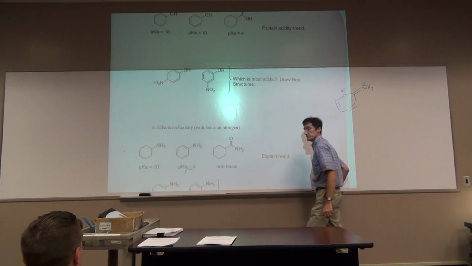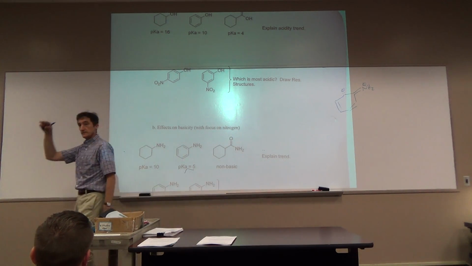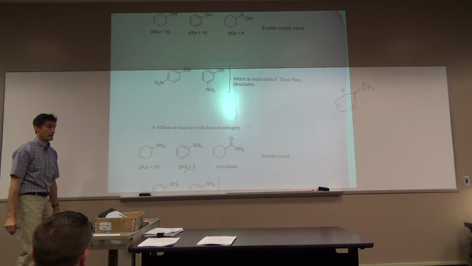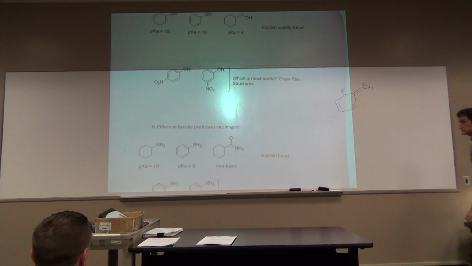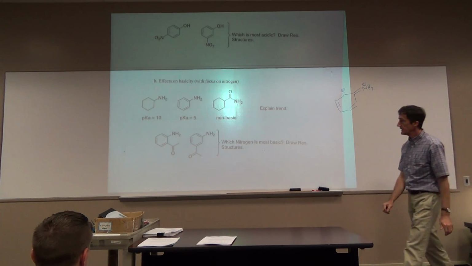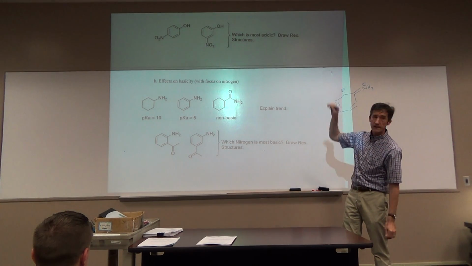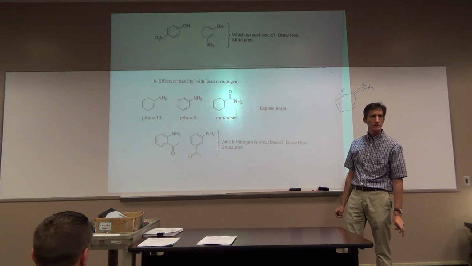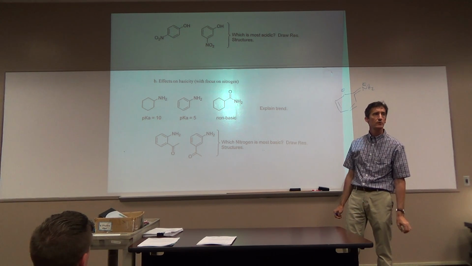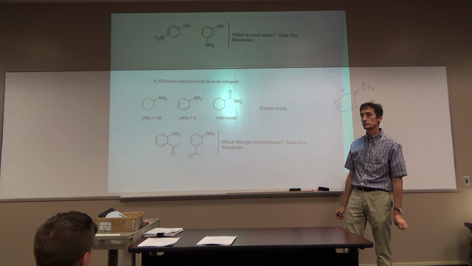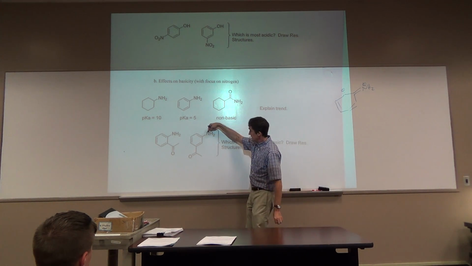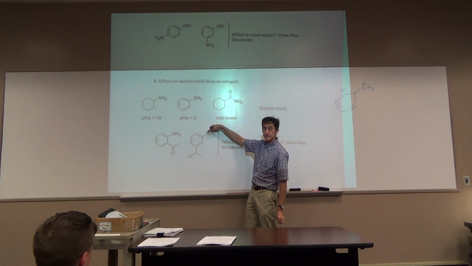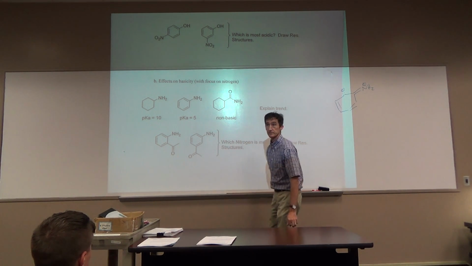So that's the explanation of the trend. If you look at the pKa list in the back of your lab manual, I give pKa's and then I give explanations. Which nitrogen is most basic? Same idea as the ones above. There's at least three resonance structures to be drawn, answering questions. We'll see how we did on those tomorrow. The more you can delocalize the lone pair, the less basic it's going to be, but the less electron density it will have.